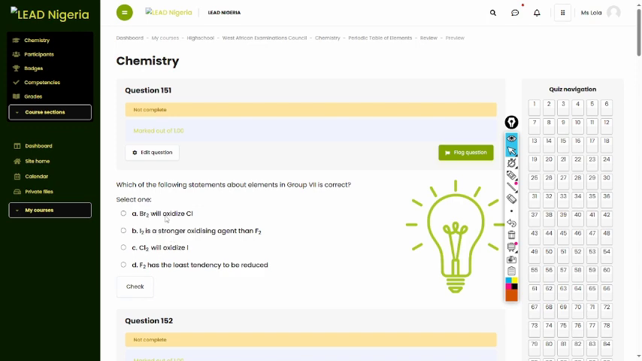So bromine will oxidize chlorine. That's not true because chlorine has a stronger oxidizing ability than bromine, so chlorine will actually oxidize bromine. Iodine is a stronger oxidizing agent than fluorine. This is also not true because fluorine is the most reactive, so it would oxidize iodine instead. Chlorine will oxidize iodine. This is true because chlorine is higher in the group than iodine, so chlorine is more reactive than iodine and would oxidize iodine. F2 has the least tendency to be reduced. This is not true because fluorine is very reactive and can easily get reduced by gaining electrons. So the correct answer is C.